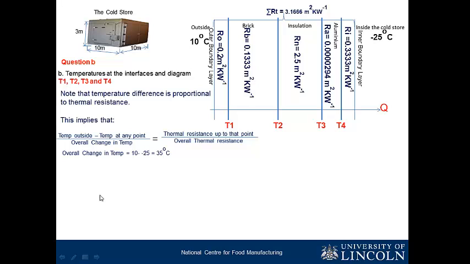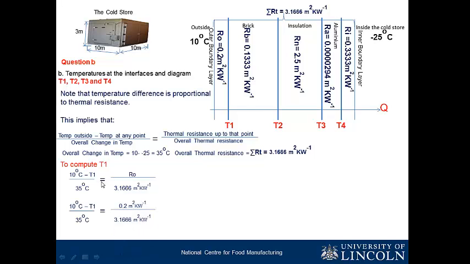Now let's just try and find out what we need. We need the overall change in temperature, which is given to us as 10 minus 25, which is 35. Then we also know our overall thermal resistance, which is 3.116. Now, in order for us to compute T1, this is 10 outside minus T1, overall change in temperature is 35. This will equal the thermal resistance up to that point, R0, divided by the overall thermal resistance. Now, you know that R0 is 0.2.